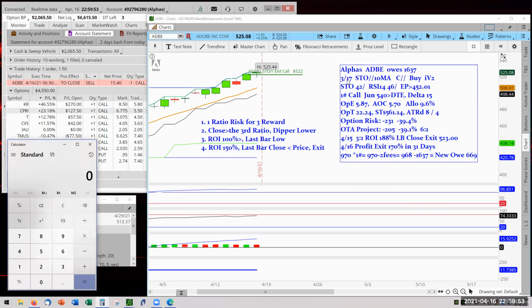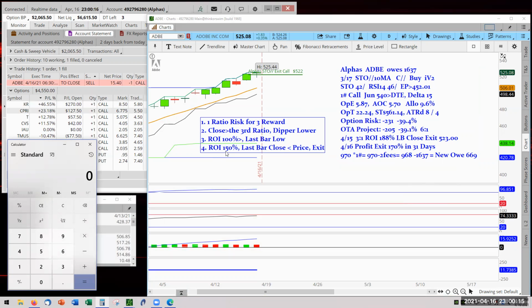Also note that the ODE was 1637, and then we had an exit of 970, one contract, 970 minus $2 in fees, 968, minus 1637 on the ODE. A new ODE now is 669. That is 669. Now, explain the exit.